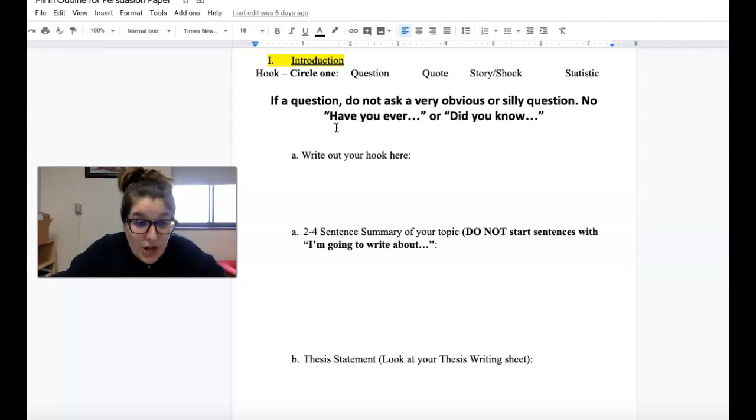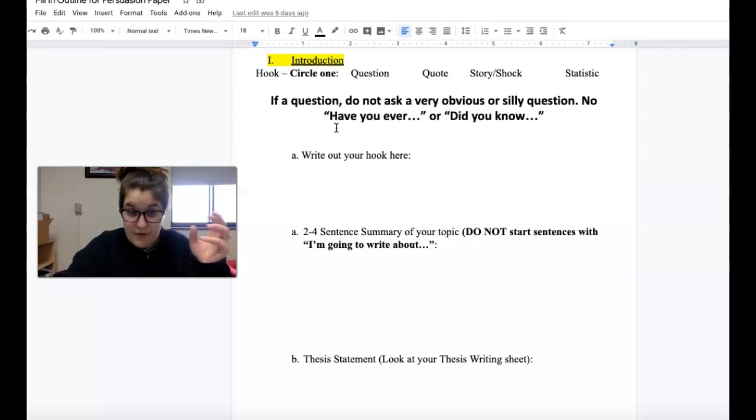But you can write out your hook. So if I'm writing about abortion, because I'm going to use that example since it's one you can't do, you could give a statistic of how many women in America have had an abortion.